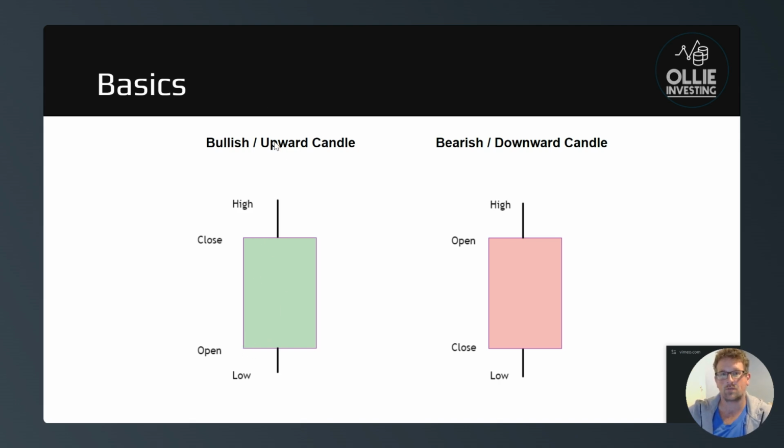So a bullish upward candle is where the price has opened, maybe it's gone lower, but ultimately it has closed higher than when it opened. That would signify a bullish upward candle, and would generally close green, or any other colour if you've chosen a different colour, but the default is green. And then you've got the bearish or the downward candle, which is where the price has opened at point A. Maybe it's gone higher, but it's retraced down and it has closed lower than where it opened.